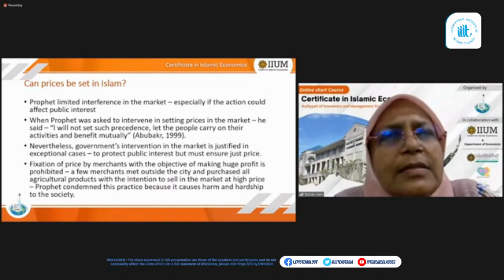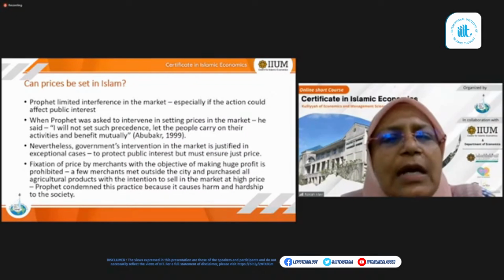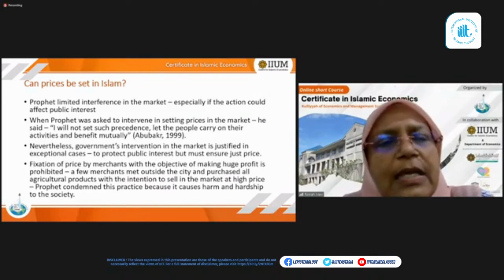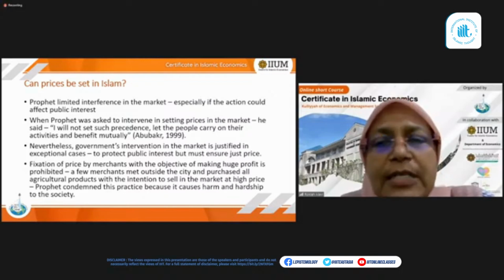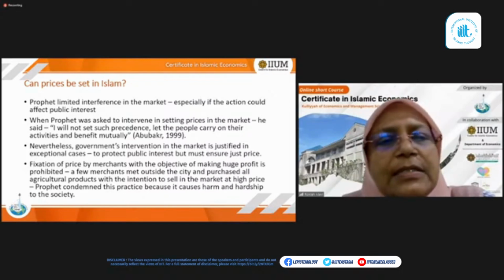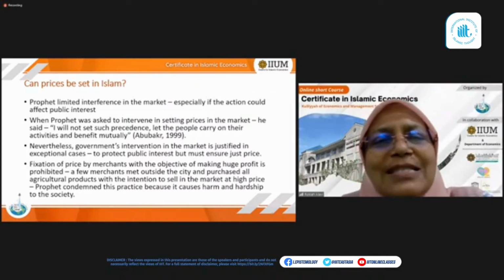Basically, the Islamic economy encourages a free market. Even the Prophet limited interference in the market, especially if the action could affect public interest. When the Prophet was asked to intervene in setting prices in the market, he said, "I will not set such precedents. Let the people carry on their activities and benefit mutually." Nevertheless, government intervention in the market is justified in exceptional cases to protect public interests, but it must make sure the price is a just price.